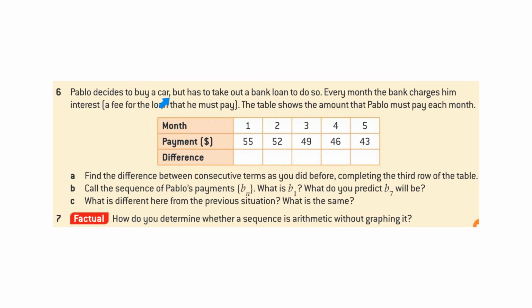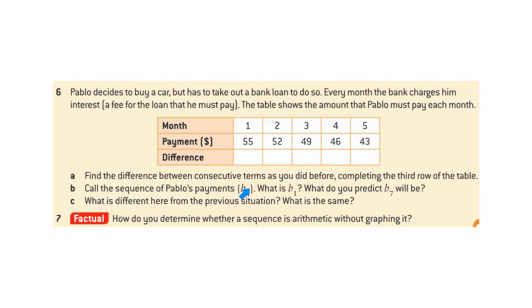6. Pablo decides to buy a car but has to take out a bank loan to do so. Every month the bank charges him interest, a fee for the loan that he must pay. The table shows the amount that Pablo must pay each month. So in the first month he's got to pay 55, second month 52, third month 49. So these are the numbers we're interested in.